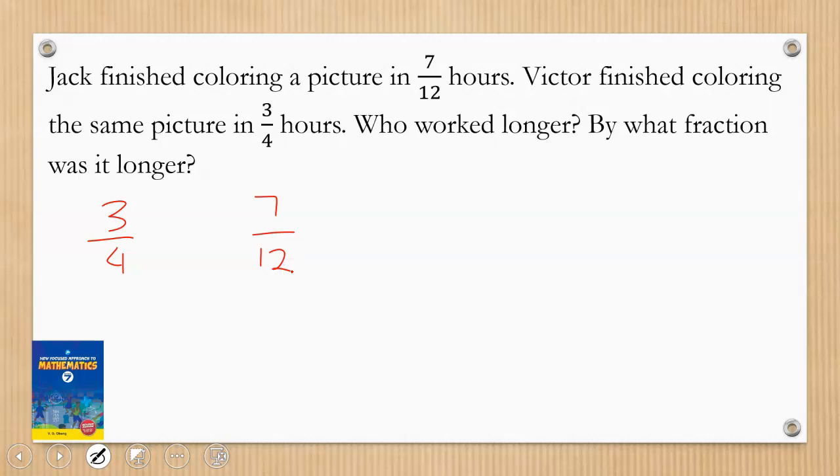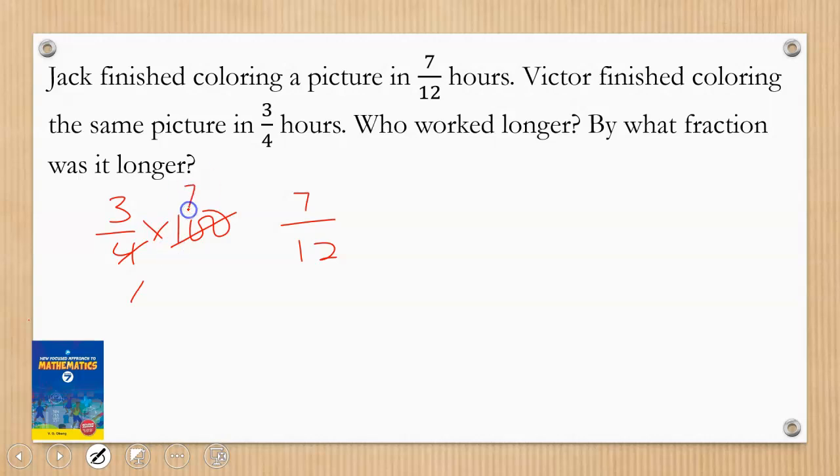7/12. So if you compare them as usual, we can say, okay, let's multiply each of them by 100. When you multiply this by 100, 4 can divide here as 25. And when you multiply the 3, you have 75%. If you also divide here by 100, 4 can divide here as 3, 12 can divide here as 25.